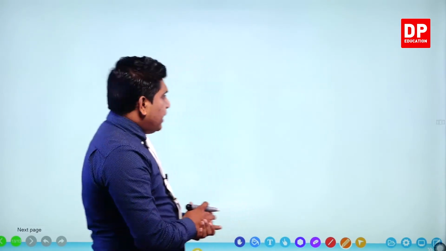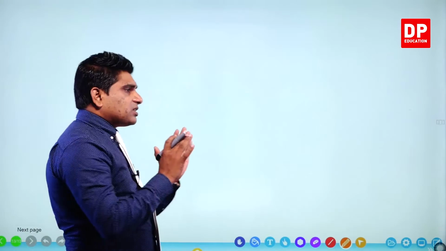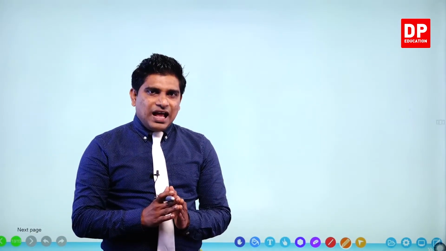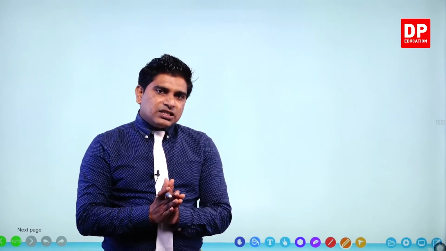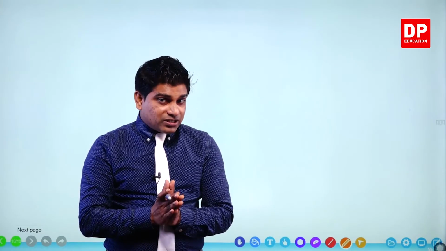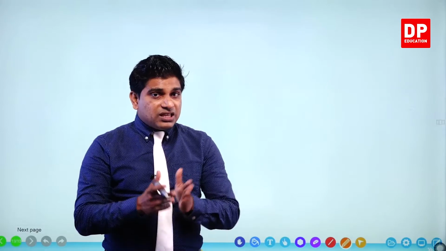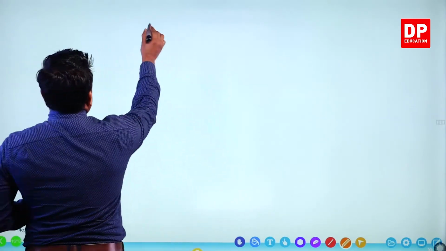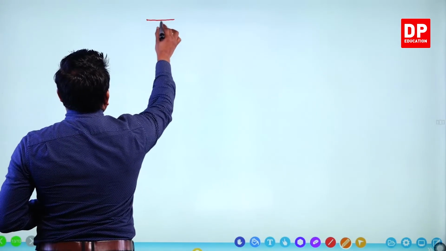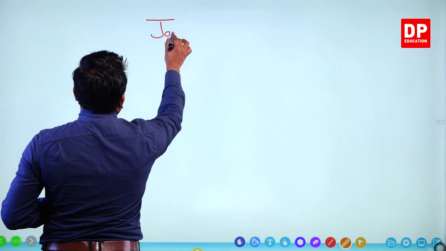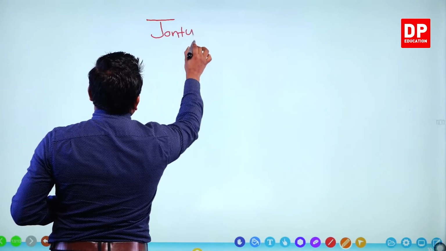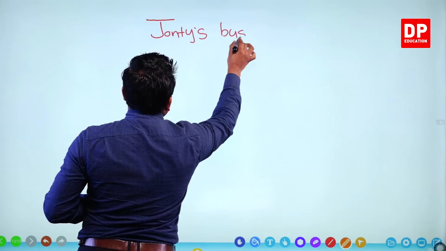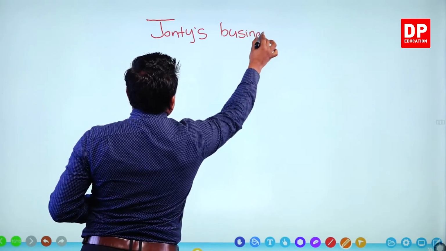Write down land and building. Remember this details is extracted from a business as at 31st December 2020. The business name is John T, right? Then remember John T's business.